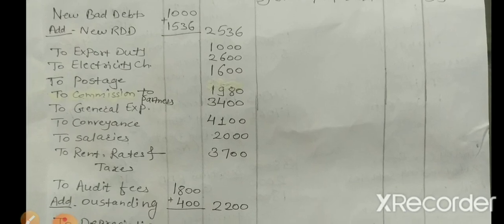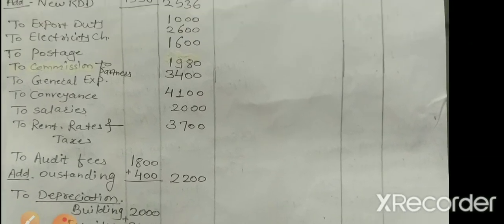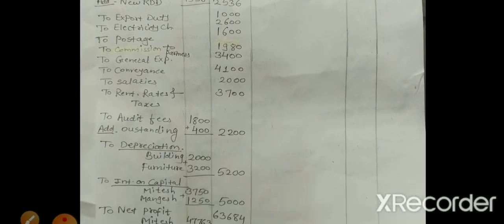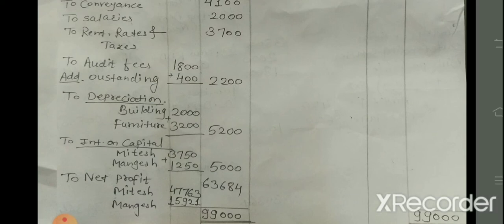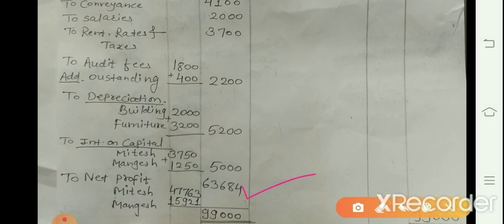Now close the profit and loss account first. Do the total of both the sides. Obviously credit side's total we will write on both the sides as it is greater. The total of debit side of profit and loss account is 35,316. Deduct this total from 99,000. The difference is our net profit, that is 63,684. 63,684 is our net profit.